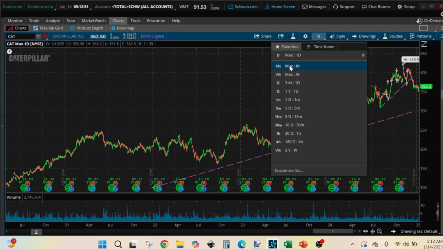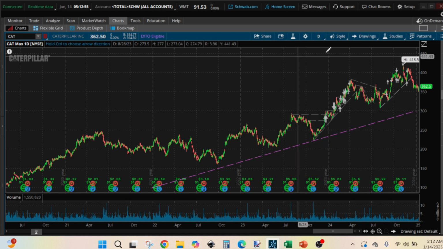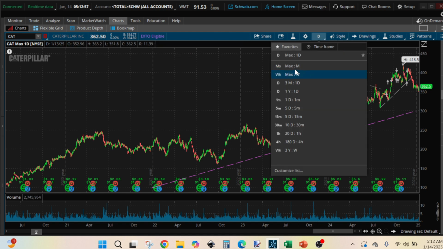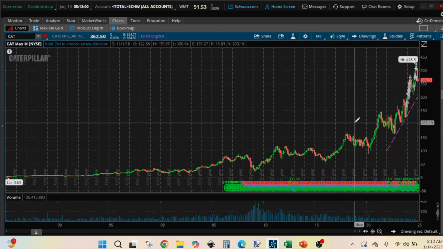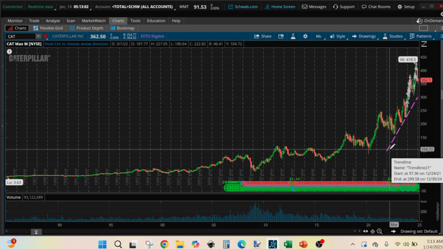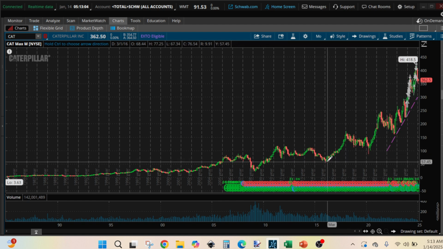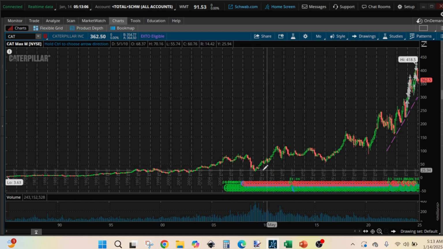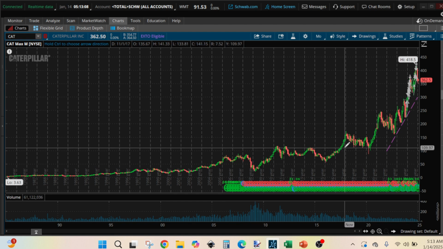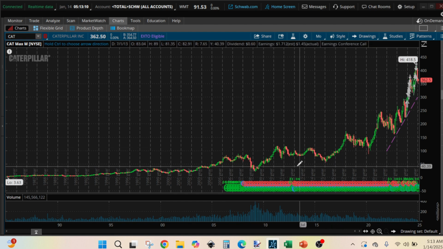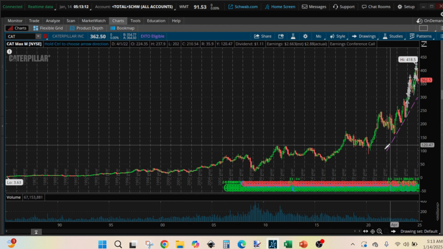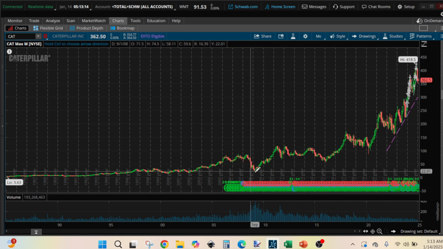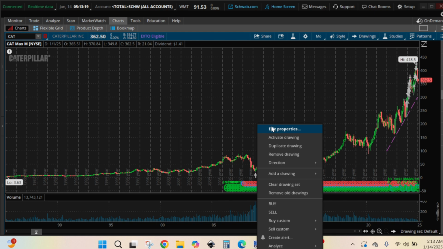So I'll go to maximum monthly chart. Yeah, this is not a good trend line here. And then first I will try to see the obvious lows that I can see, because you see it is an up trend line. So this one, let's remove that, and let's change our drawing.